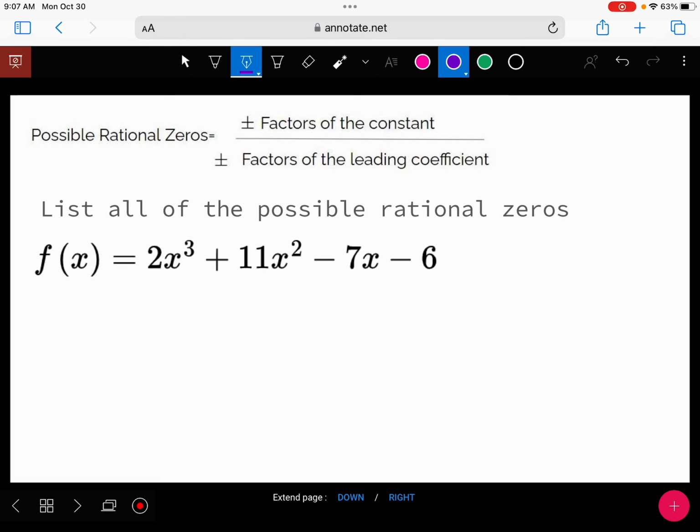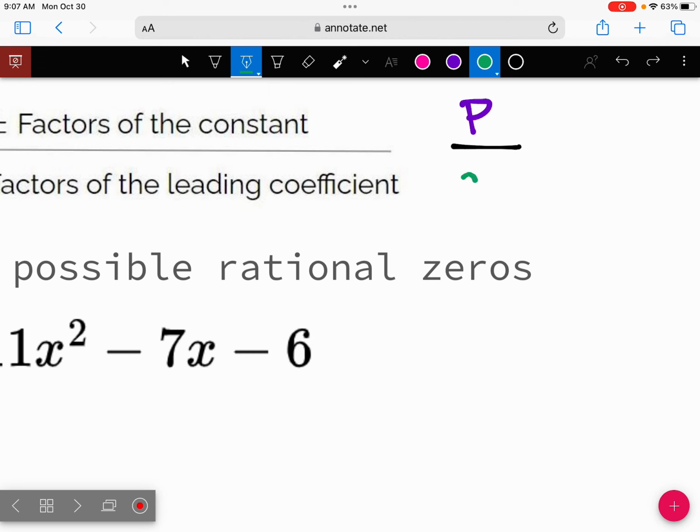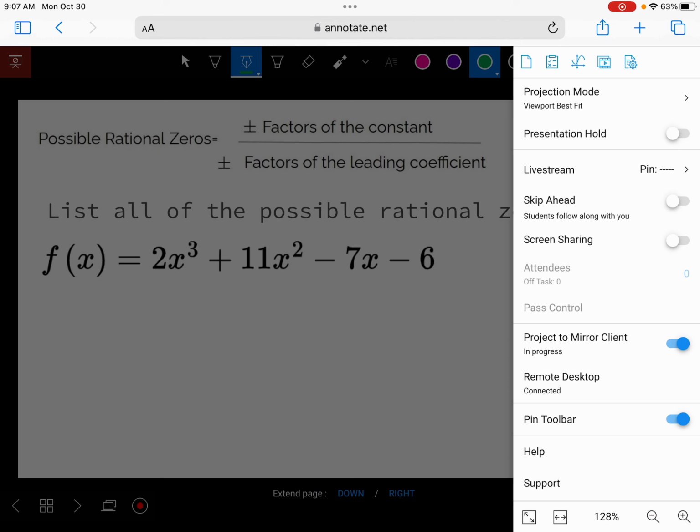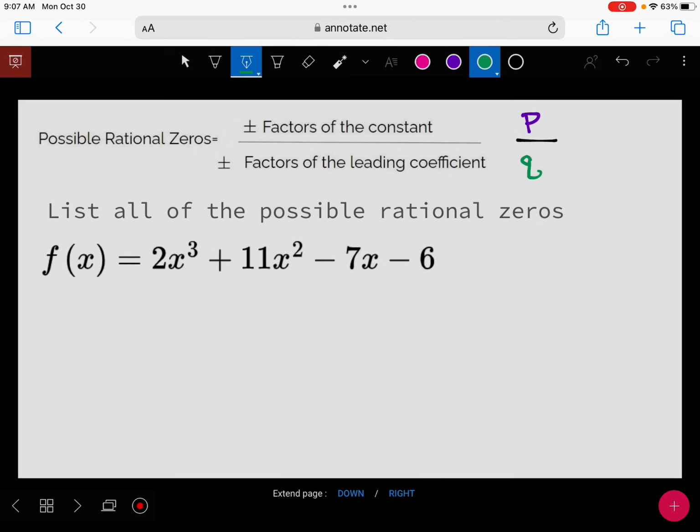So what we're going to do is we're going to take factors of the constant. We're going to call it P over factors of the leading coefficient. We're calling it Q. So in this particular function, that is a Q. Whoa. It looks like P sideways. You should do a capital Q. Capital Q means different things. I mean, it's fine with me if you use it. But that's why sometimes I can't, because capitals and littles mean different things.